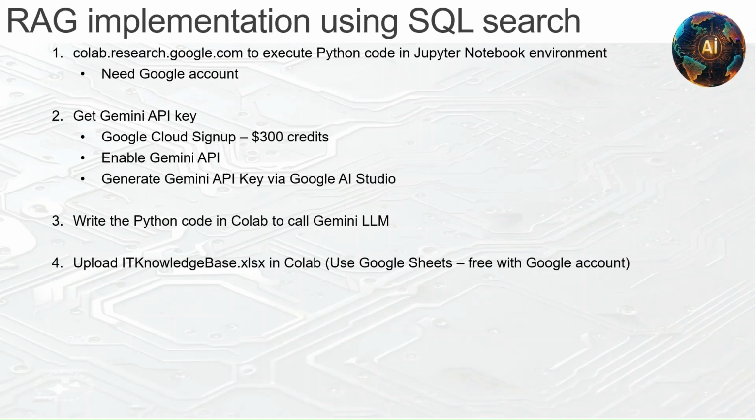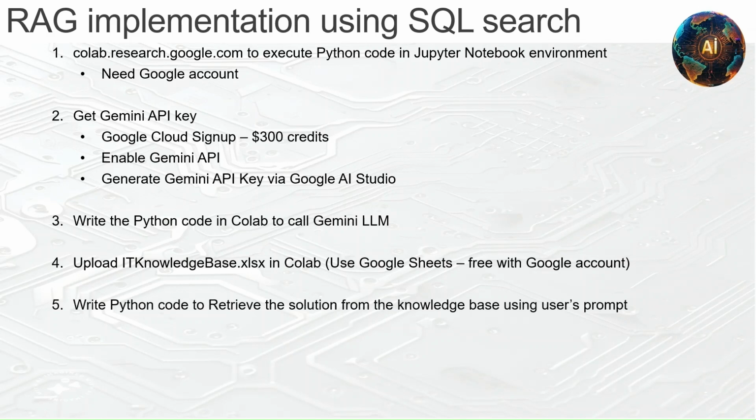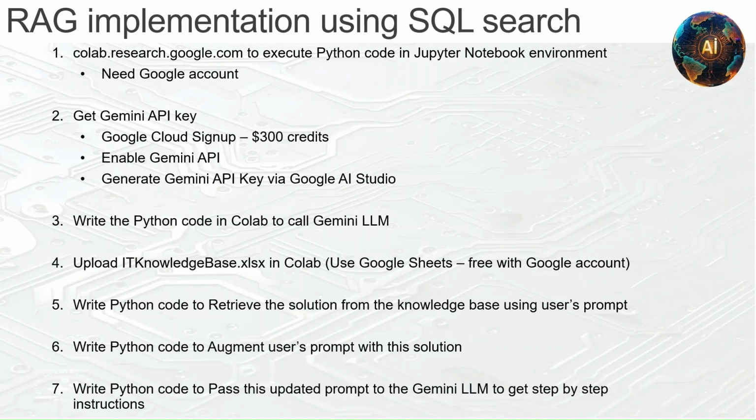Now, once this is done, we will start working on our retrieve, augment, and generate code. So, step 5 is to write the Python code to retrieve the solution from the knowledge base XLS using the user prompt. Then the code to augment the user prompt with this possible solution. And finally, the code to send this updated prompt to the LLM to get step by step instructions. All right, let's go through this example now.